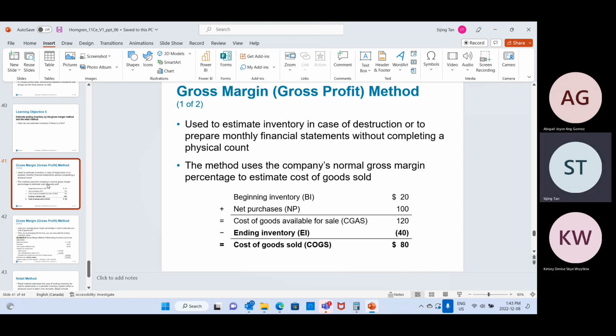What is the gross margin percentage? Remember, how are you going to calculate the gross margin? We use total revenue, deduct cost of goods sold. That is our gross margin. If we divide that gross margin by total revenue, that is our gross margin percentage. Okay. So let's see the example. Beginning inventory, $20. New purchases, $100. Cost of goods available for sale, $120. Ending inventory, minus $40. Cost of goods sold, $80.